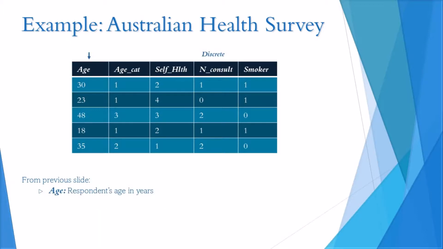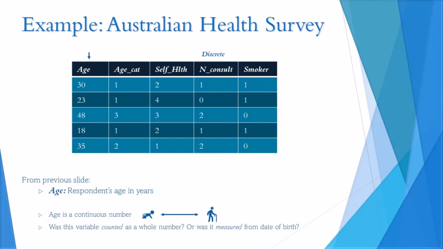Let's look at the age variable now. This is the respondent's age in years. So is this also a discrete variable? Well, your age is a continuous number. You're never just 30 years old. You are 30 years, 4 months, 5 days, and so on. Knowing this, we are unable to say with certainty whether this variable was counted as a whole number or measured from the date of birth and rounded to the nearest integer. But we can certainly say that age is continuous, so this is a continuous variable.